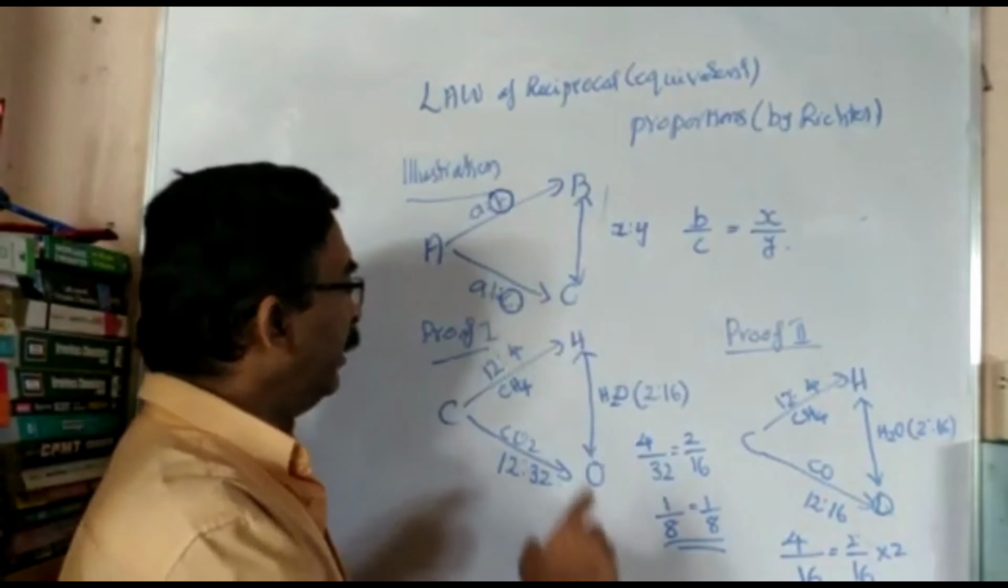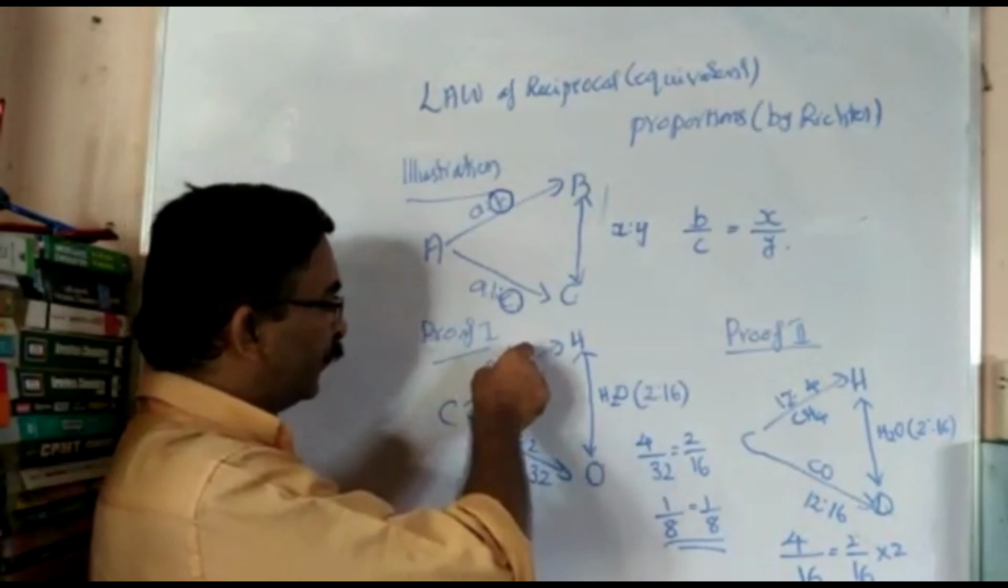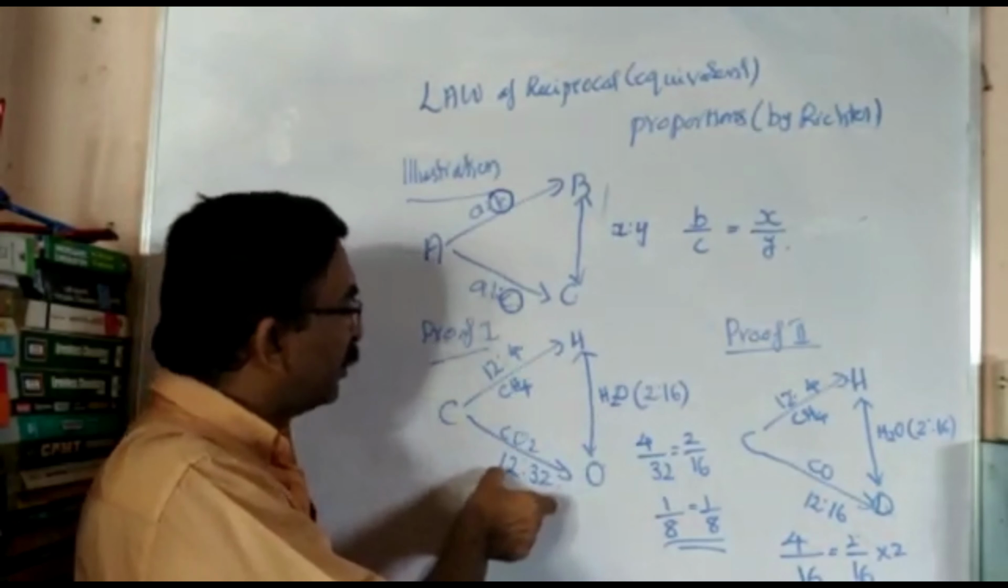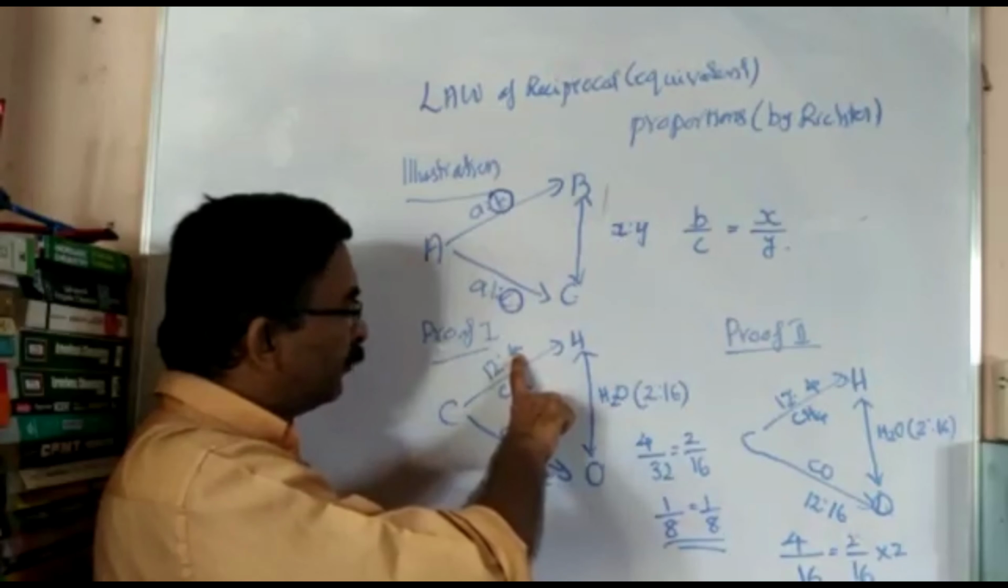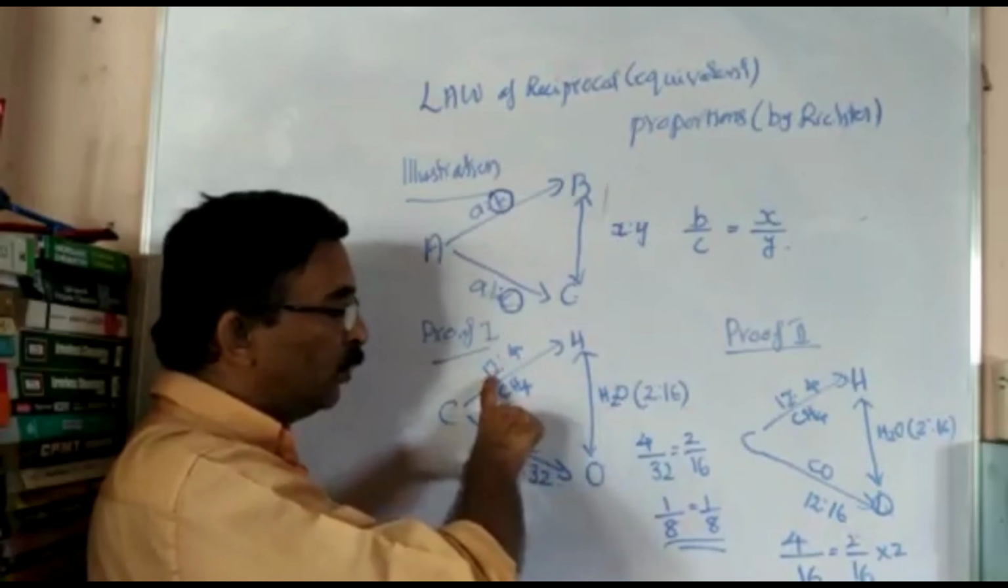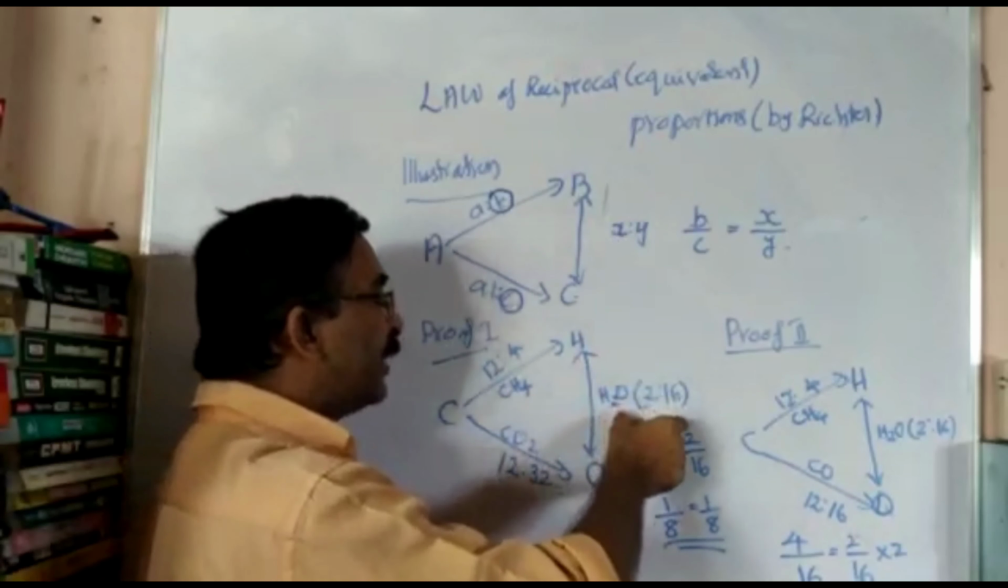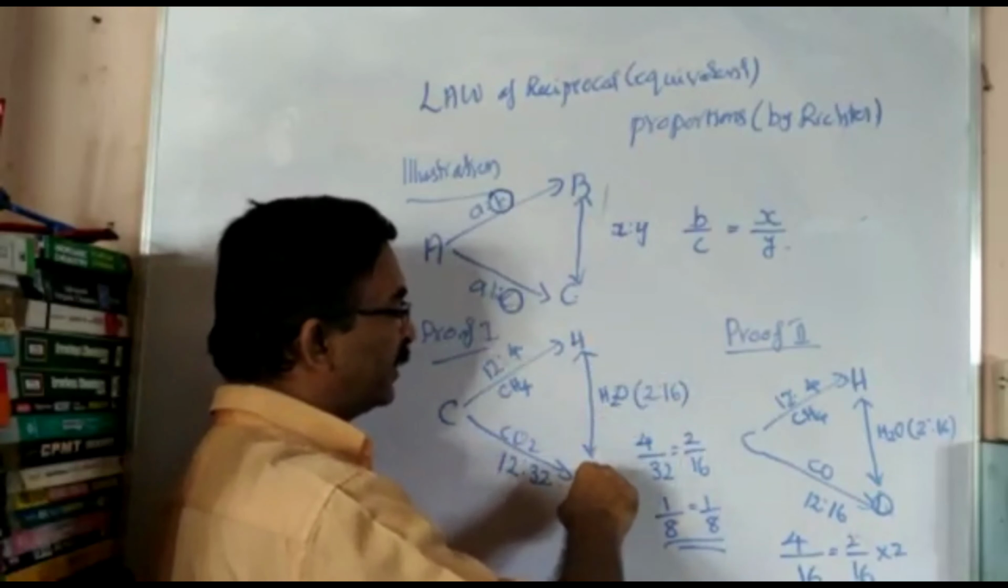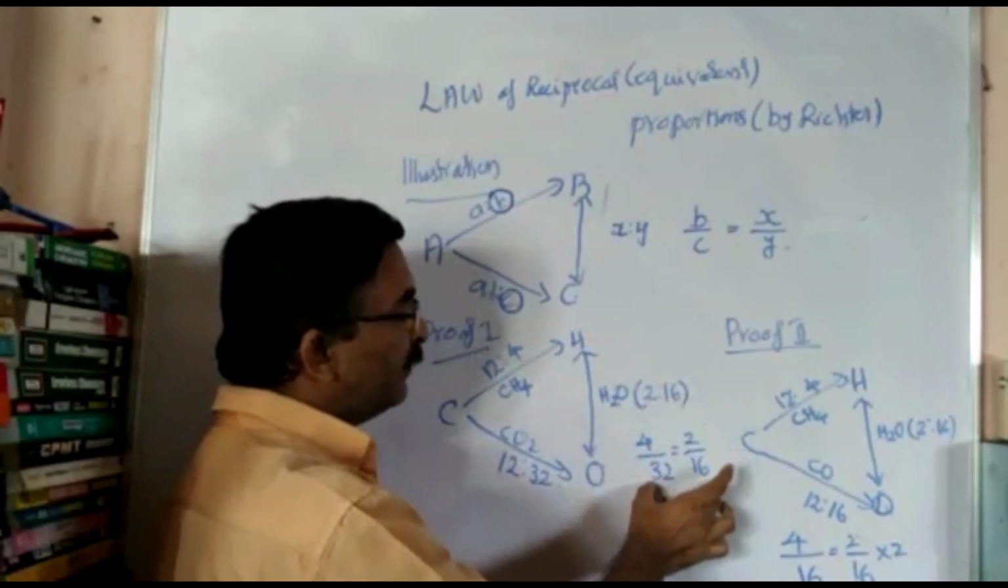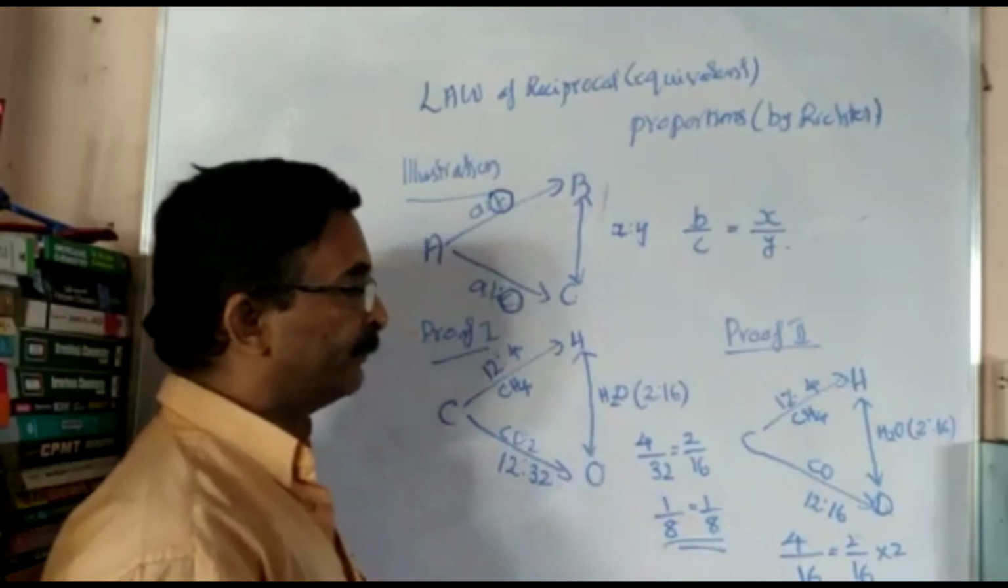Again, here the mass ratio is 12:4. Here the mass ratio is 12:32. So we take the mass ratio 4/32 from here. We don't include 12 there. And we also take the direct combination mass ratio 2:16. And we see that these two ratios are the same.